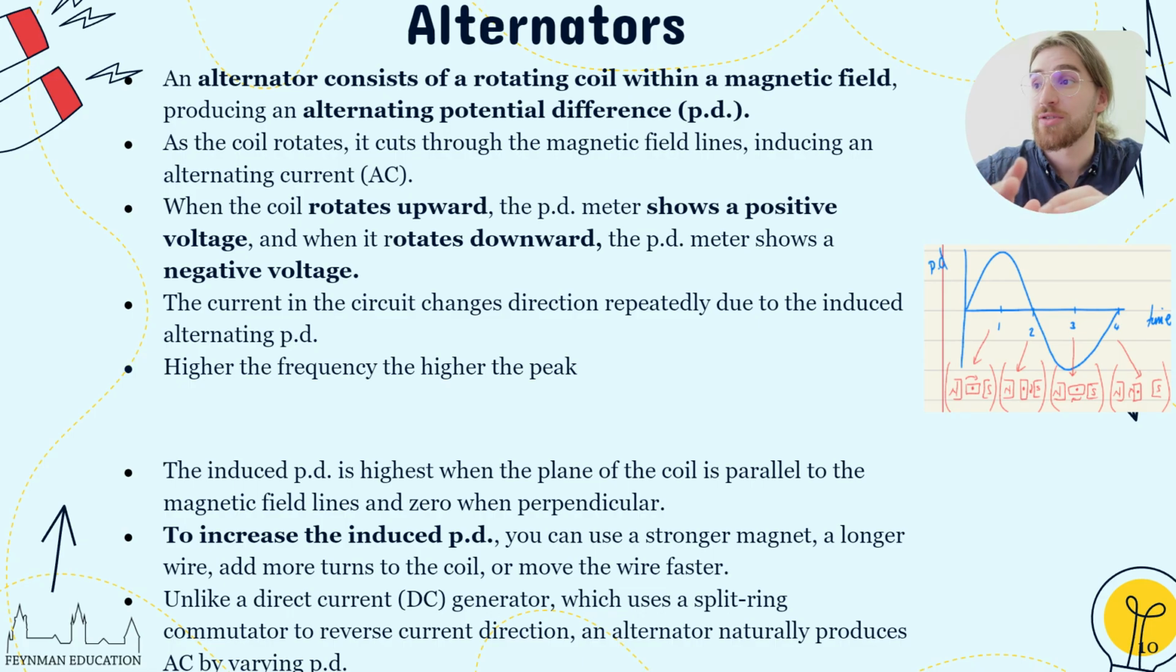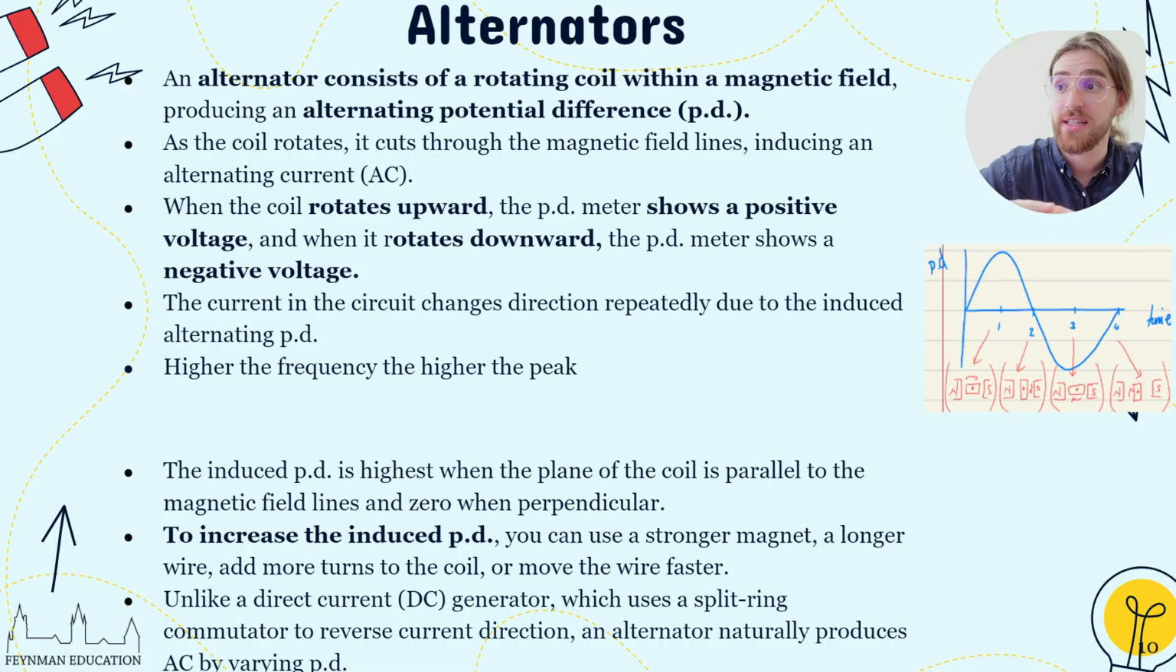But the thing is, it's going to produce an alternating current, meaning that the current is going to go positive, then negative, then positive, then negative, as the coil, using your left hand rule, has a change in current, be it on this side, or it turns around and now the current is moving in the opposite direction. So the current is going to be changing. When it rotates upwards, the potential difference meter shows a positive voltage, and when it rotates downwards, the potential difference meter shows a negative voltage. The current in the circuit changes direction repeatedly due to this induced alternating potential difference.